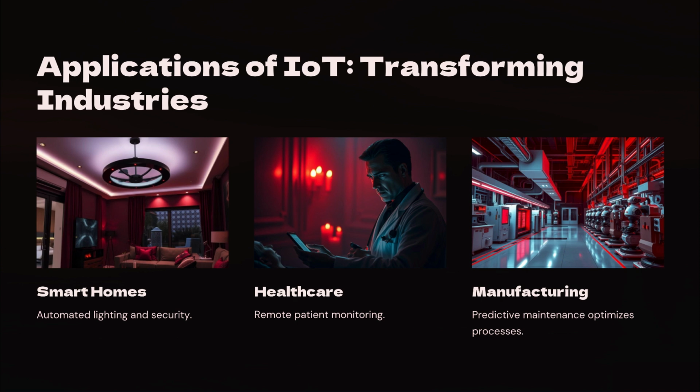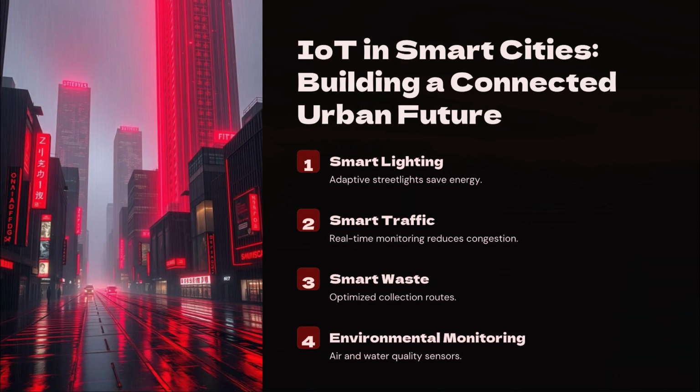IoT is also used in various smart cities. In smart cities, it is used for lighting purposes. It is used for waste management, environmental monitoring, weather prediction, etc. So now let's start with it. IoT is also a key enabler of smart cities, creating more efficient, sustainable, and livable urban environments. Smart lighting systems use sensors to adjust street lighting based on real time conditions, reducing energy consumption and improving safety.